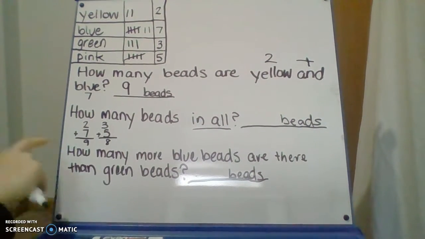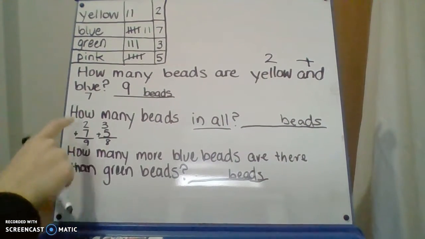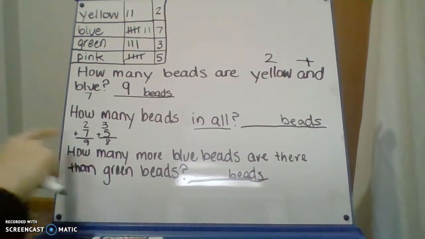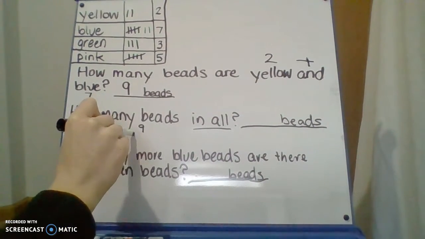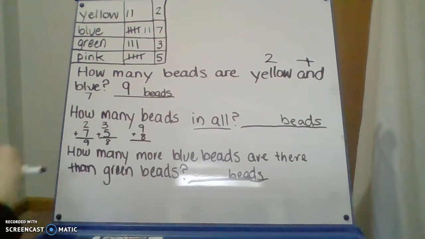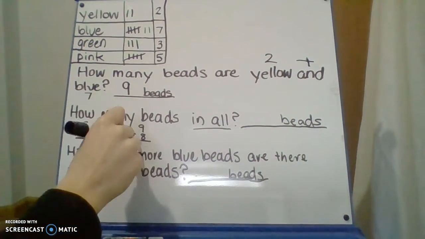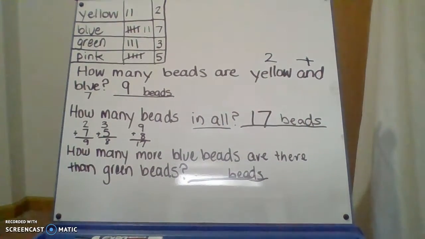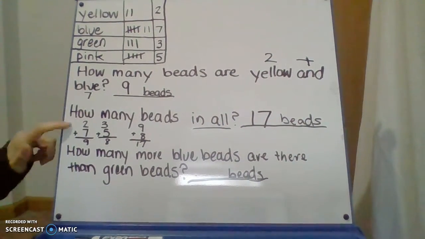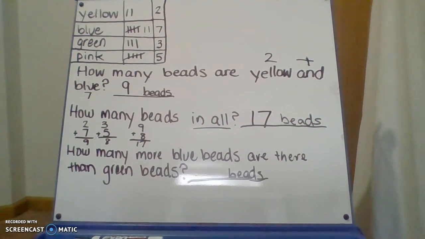Now you're not done, and sometimes I see people say, oh, wait, okay, I'm done, 98. No, you can't put those numbers together like that. You have to take this 9 and the 8 and add them. What is 9 plus 8? You should be saying 17. So your answer is 17 beads. Don't be afraid to show your work. Everybody wants to see your work, okay?